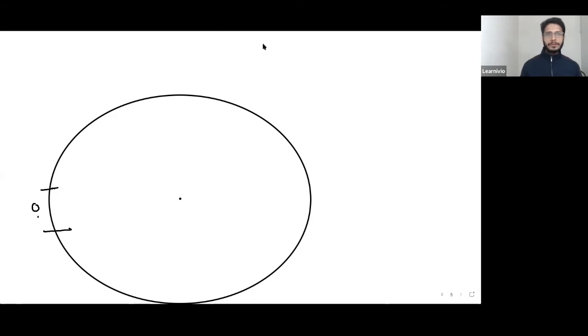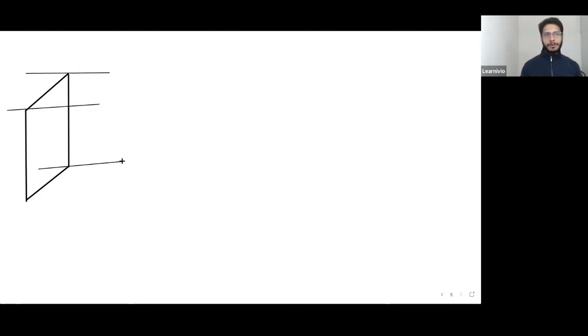This is how we draw a plane wavefront. Rays are always perpendicular to the plane wavefront. These are the rays, so all rays are parallel. This is a plane wavefront for a distant source.